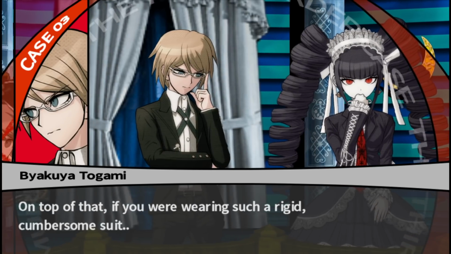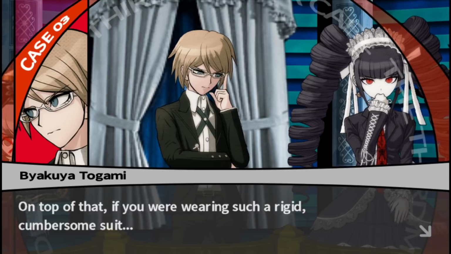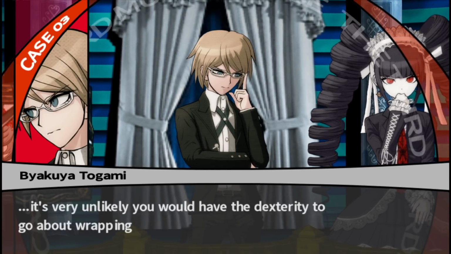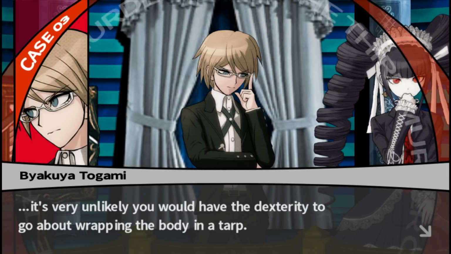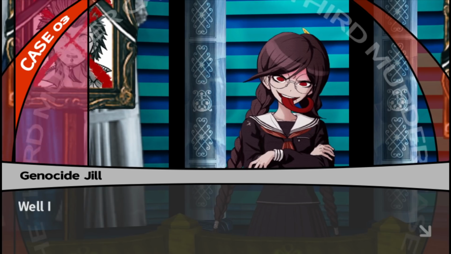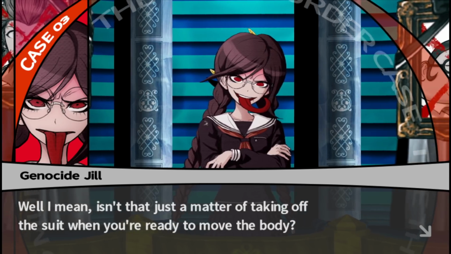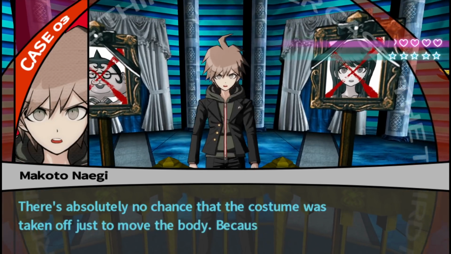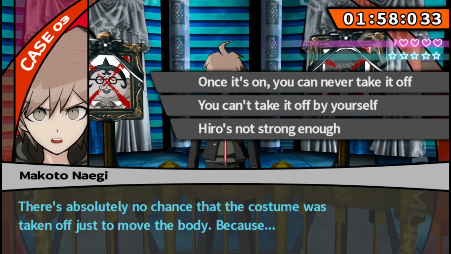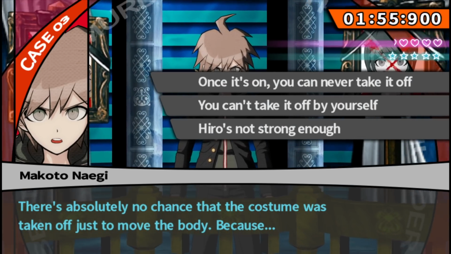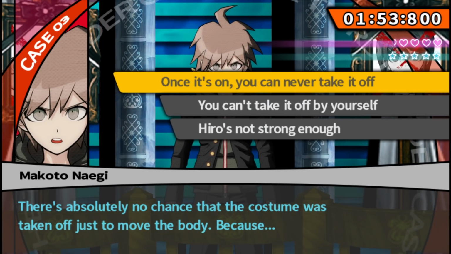On top of that, if you were wearing such a rigid, cumbersome suit, it's very unlikely you would have the dexterity to go about wrapping the body in a tarp. That too. Well, isn't that just a matter of taking off the suit when you're ready to move the body? There's absolutely no chance that the costume was taken off just to move the body, because once it's on, you can't take it off, not by yourself.